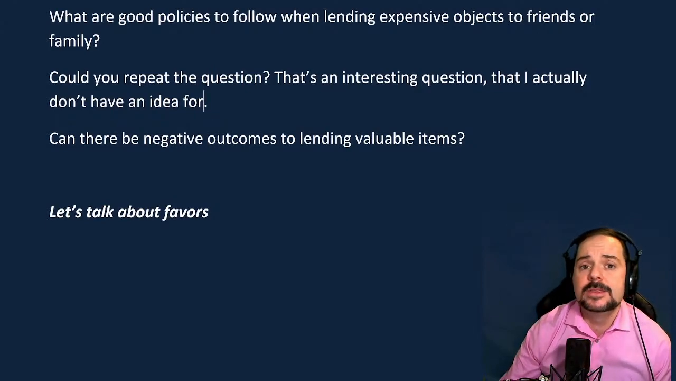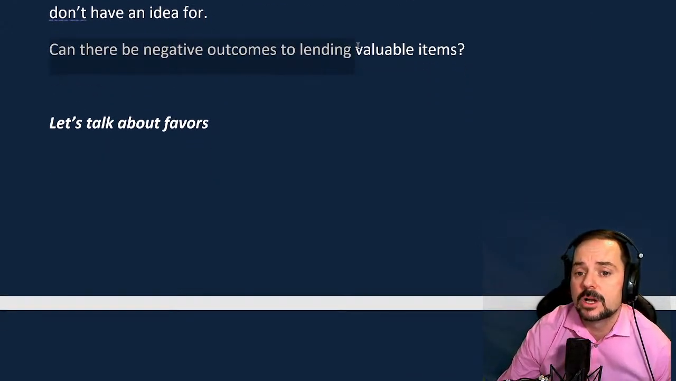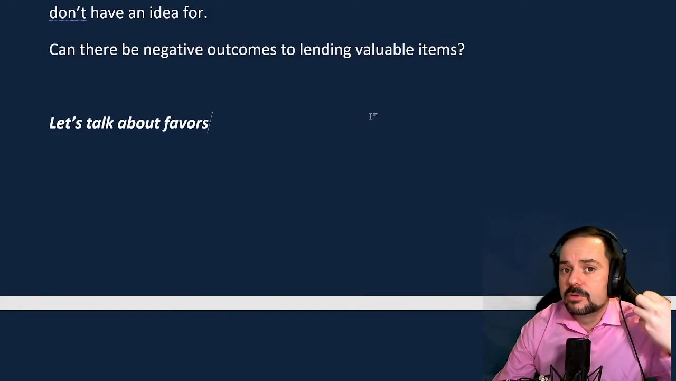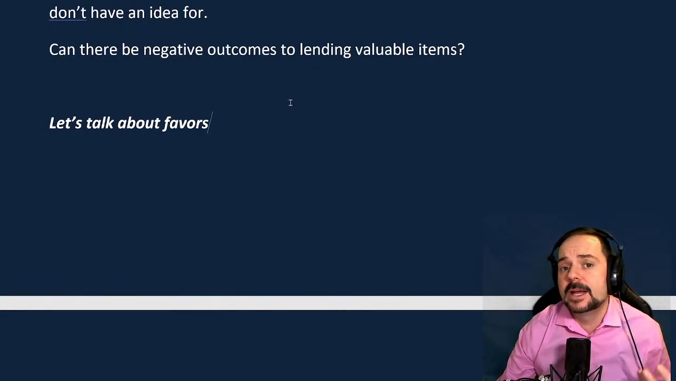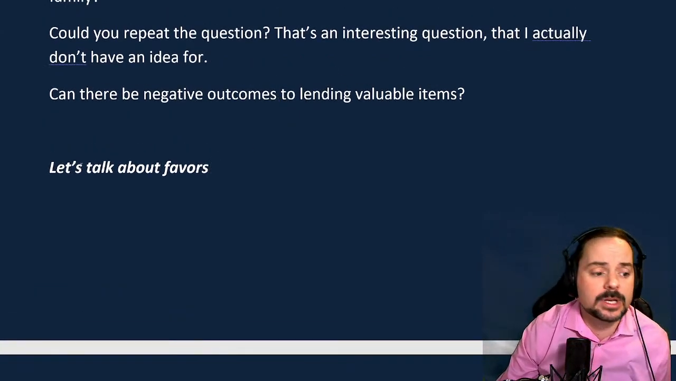So it's okay. And then the examiner will just go to the next question and they'll say, can there be negative outcomes to lending valuable items? So students, keep in mind, this is professional conversation with the examiner, and you are not expected to be able to answer all the questions. If you can't answer a question clearly, ask to go to the next question. Okay, and that's what I did.